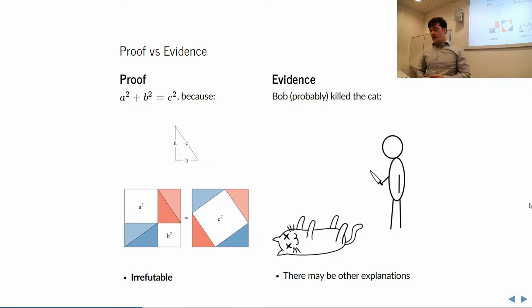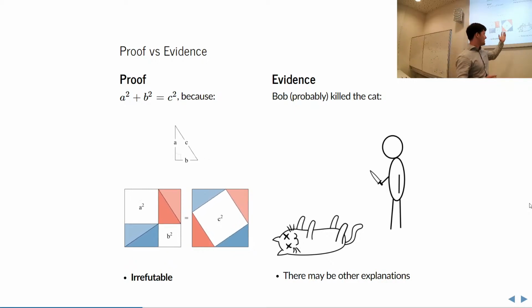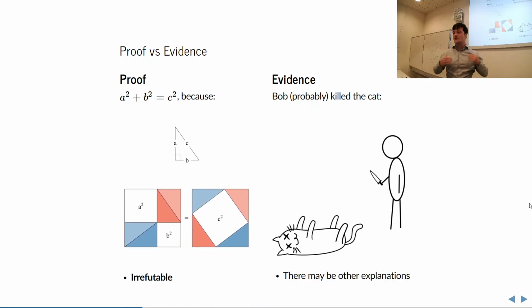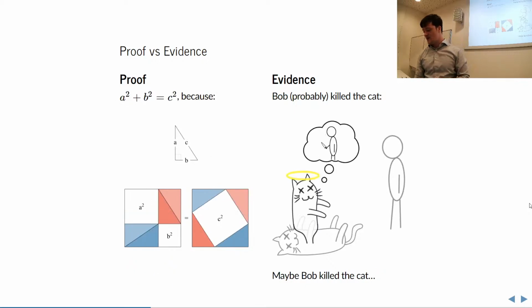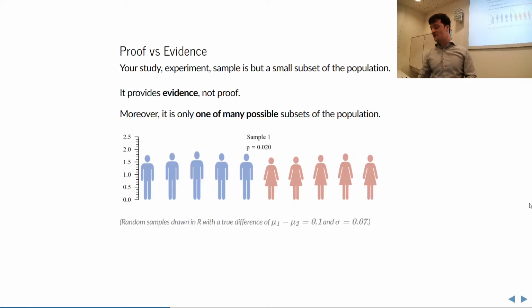So that's proof. But in the case of evidence, this is Bob. He is near the cat. The cat is dead, and no one else is there. Then maybe he killed the cat, but there's always some other possible explanation. Maybe he did kill the cat, or maybe the cat ate poison, or maybe he got run over by a car, or just randomly got a heart attack. We don't know. We can't ask him now. So maybe Bob just happens to be in the wrong place at the wrong time. And it's a bit of a ridiculous example, but the point is that you can never be 100% sure about something in empirical science.